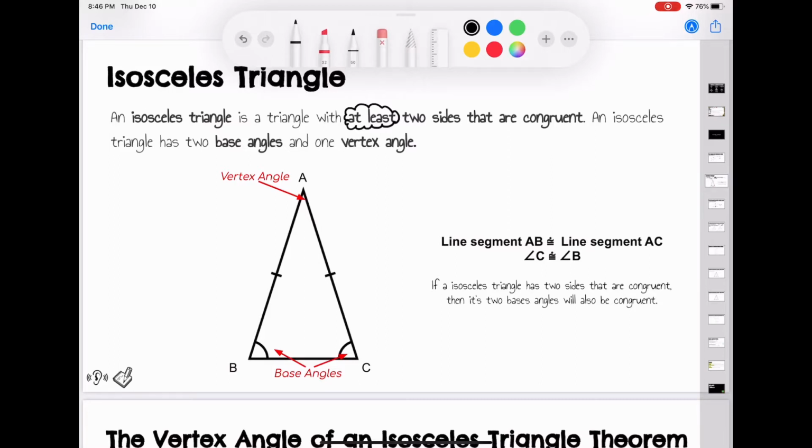A unique thing we're going to learn today is that an isosceles triangle has two base angles and one vertex angle. Here I have labeled my base angles, B and C, and my vertex angle, angle A. My base angles are always congruent. Therefore, if an isosceles triangle has two congruent sides, then its two base angles will also be congruent. We can identify that line segments AB and AC are congruent to each other, and base angles B and C are also congruent to each other.